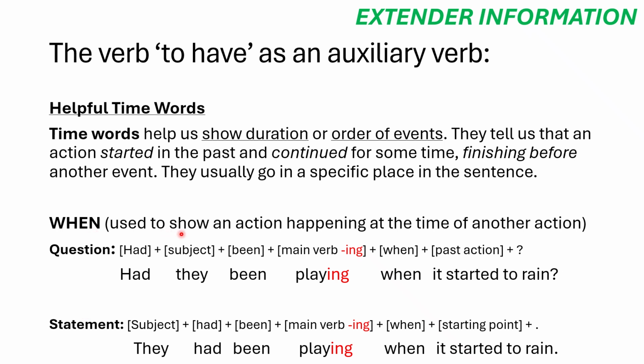When is used to show an action happening at the time of another action. When connects two past events in one sentence, it answers the question, what was happening at the time of another past action? In a question: had plus subject plus been plus main verb plus when plus past action. Had they been playing when it started to rain?